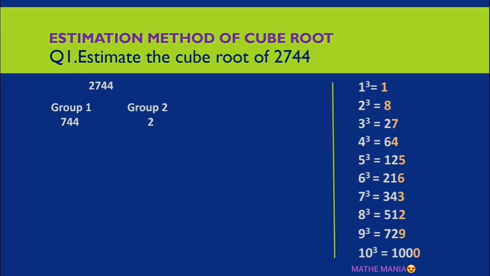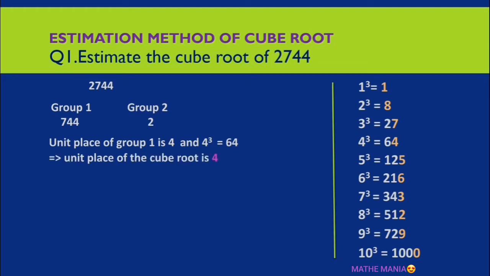Now consider the first group. The unit place of the first group is 4. Look at your list and find out which number's cube ends with 4. Yes, you're right, it is 4 because 4 cube is equal to 64. In other words, a cube can end with 4 only if its unit place is 4, and this tells us that the unit place of the cube root will be 4. Got my point, children?